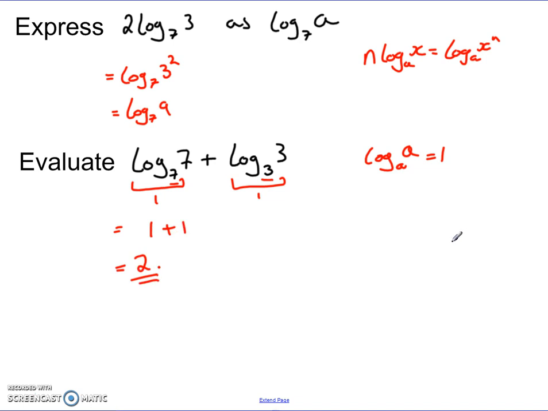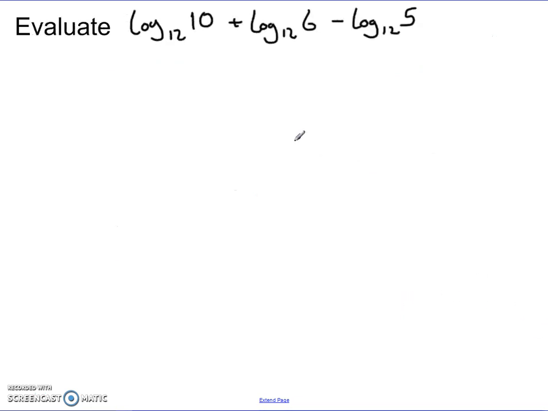That's fine, that's easy. What about if we're combining them? How do we think about those sorts of questions? Well, let's have a look. Imagine I want to evaluate log to the base 12 of 10 plus log to the base 12 of 6, take away log to the base 12 of 5. Again, the first thing you should always check is the base values. Now, the base value in every single one of these logarithms is 12, so I can combine them.